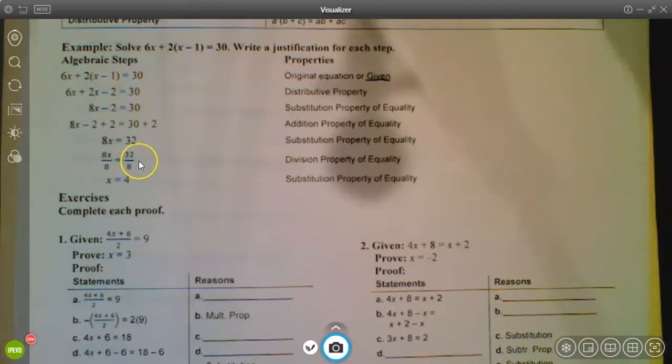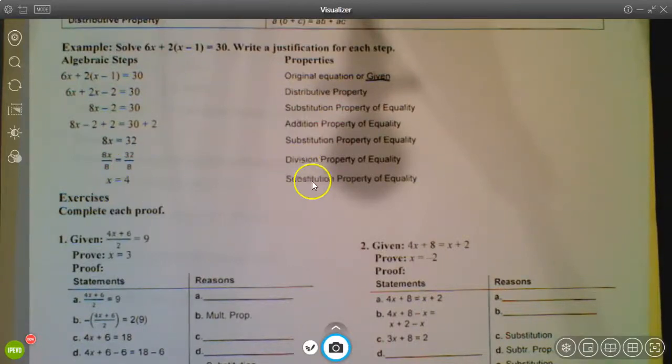Guys, it's really important that you actually show every step that you are claiming to take. If you're going to use the division property of equality, then you have to show where you are dividing, right? So we need to make sure that we are showing every step of the process along the way. So we divided both sides by 8. Our reason is division property of equality.